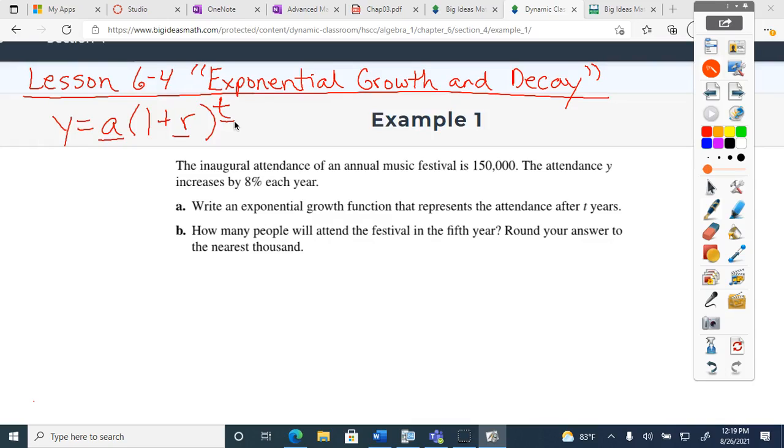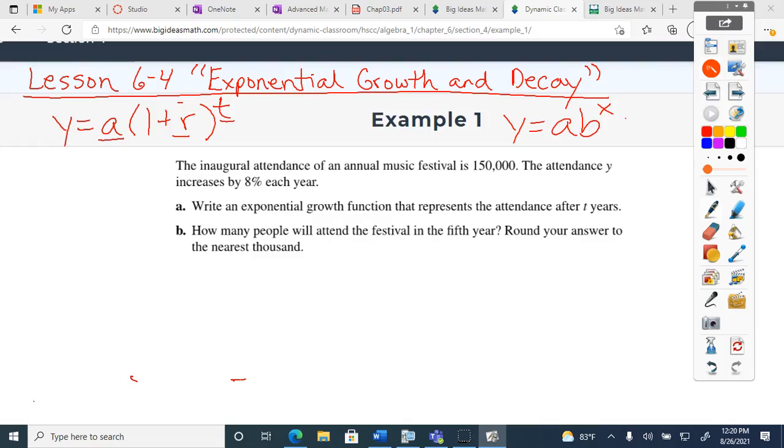Now yesterday we did this: A times B to the X. That's an exponential function because remember what makes an exponential function? When you have a variable in the exponent. So this and this are related. The only difference is what is B in my problem. Here's B. What's the B over here? The 1 plus R. See, the parentheses is your B from yesterday. It's basically the same thing.